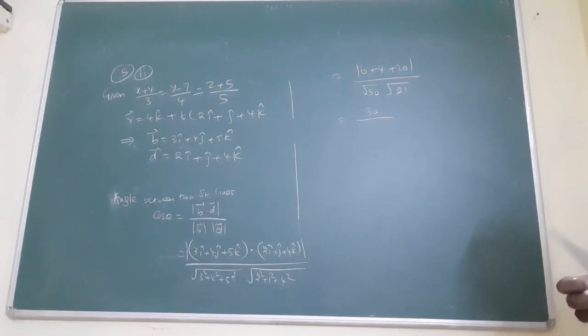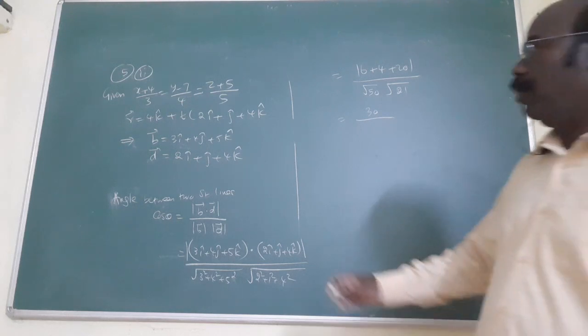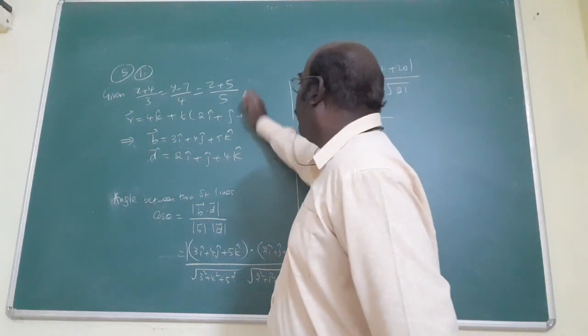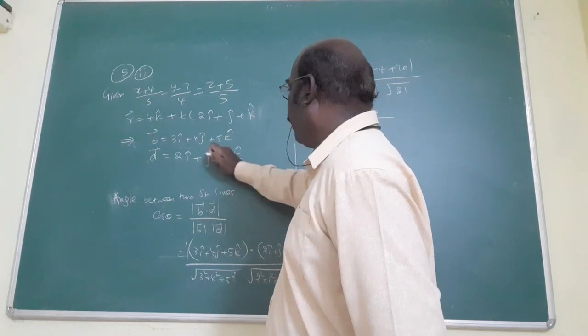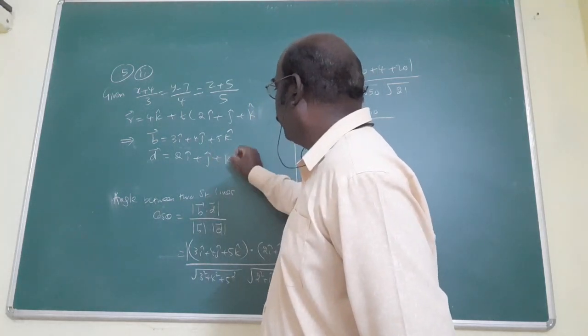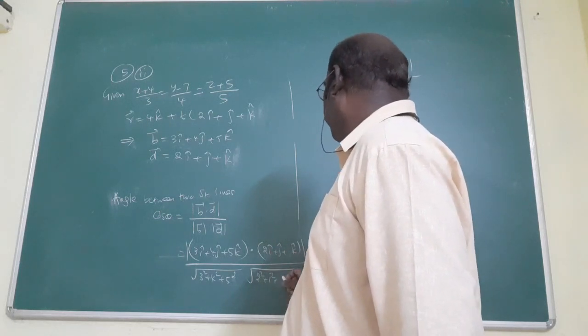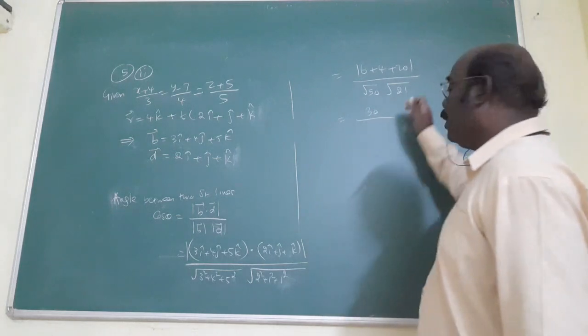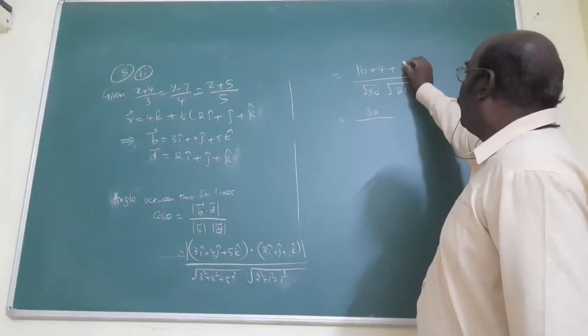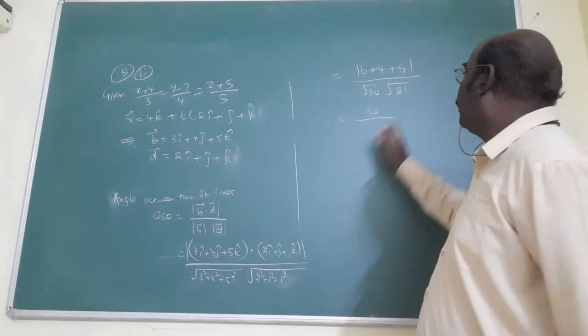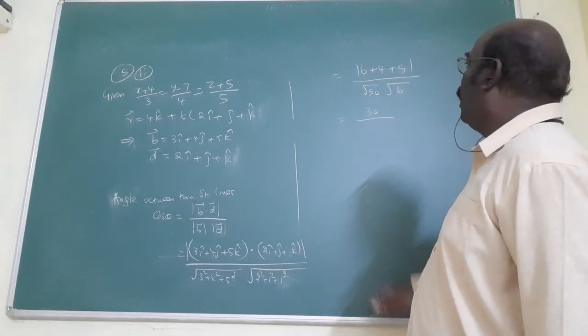Read the question. What is the question? x plus 4 by 3, y minus 7 by 4, z plus 5 by 5, 2y plus j plus here only k. The question is only k. Here also only k. That means here only k, here 1 square. Now multiply here. What is the answer? 4 5 is 5 only. Here 6. Now adding, 15.